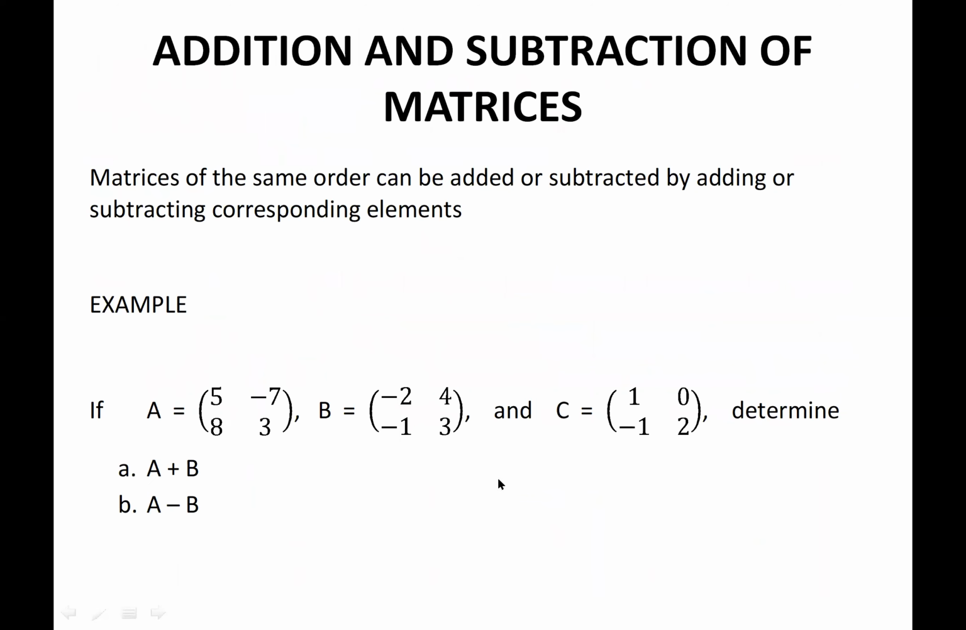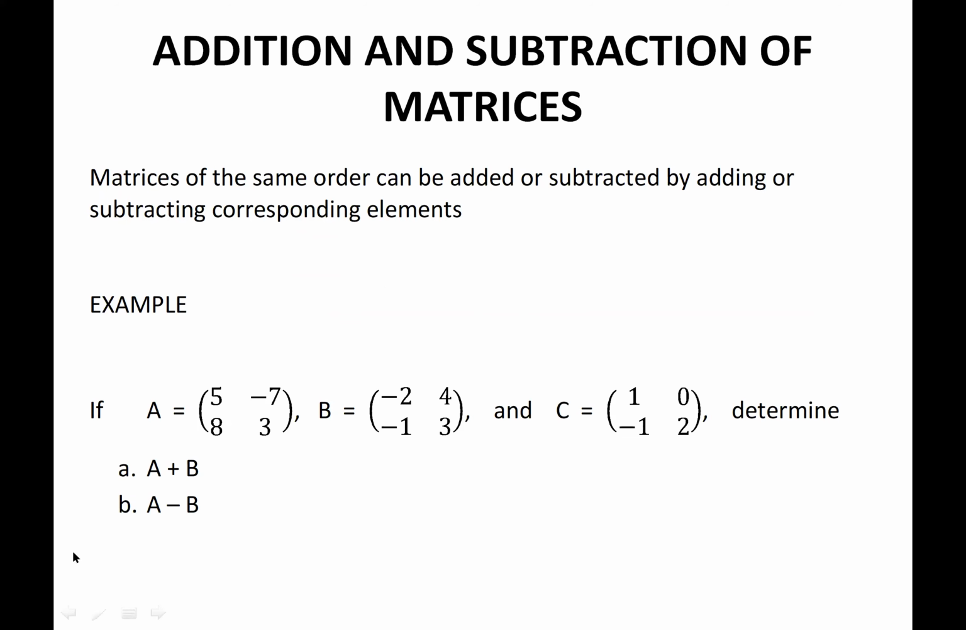All right, the last thing that we're going to look at is addition and subtraction of matrices. So what does it say? Matrices of the same order can be added or subtracted by adding or subtracting corresponding elements. Actually, this is not the last thing, because we still have to do scalar multiplication. We'll come to that just now. So you cannot add matrices if they are not of the same order, and you must add corresponding elements.